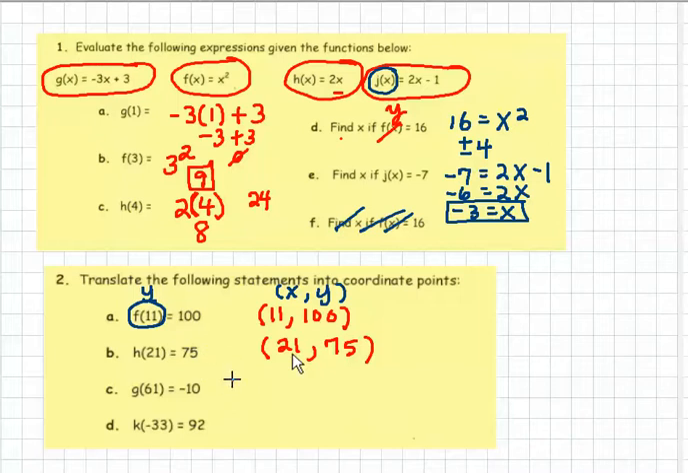There's no rule stated, though. This last one, I've got a 61 as my x value or input value, and negative 10 is my y value, or g of x. Here I've got a negative 33 and a 92. Okay? That's all you have to do to make it a coordinate point. Okay, a couple more.